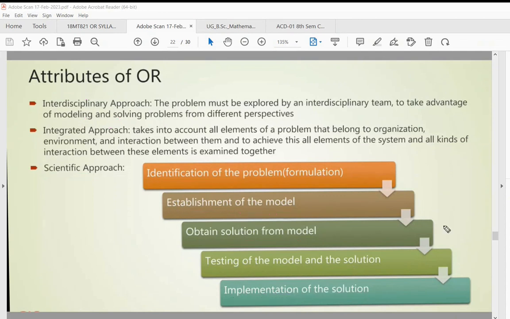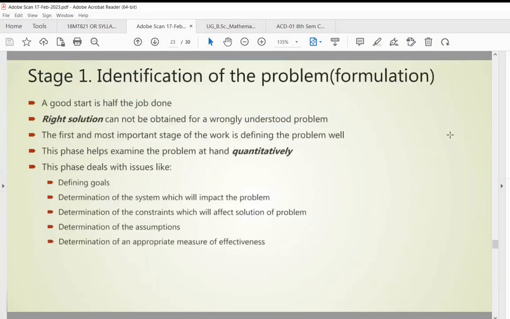This is the method to be adopted in order to get a better solution by the use of attributes. Next, with respect to that, stages in operational research. There will be 5 stages.